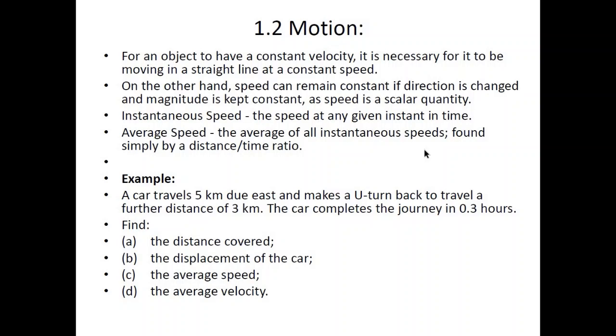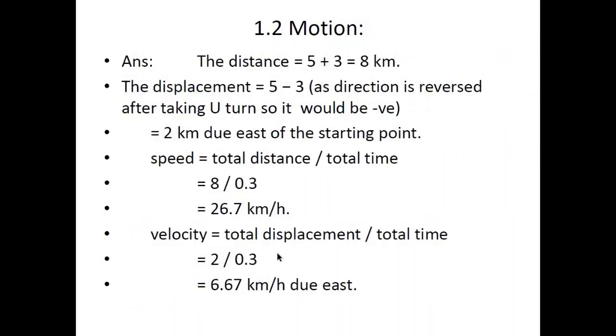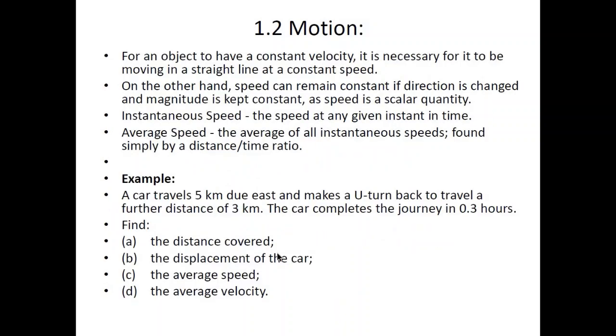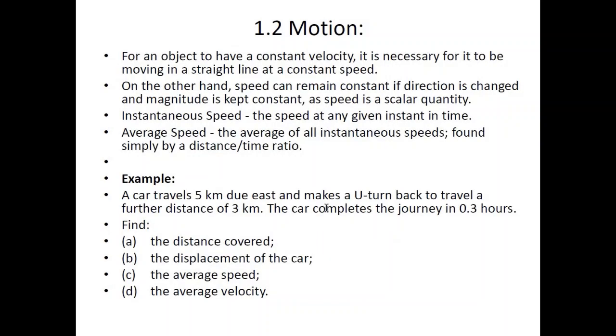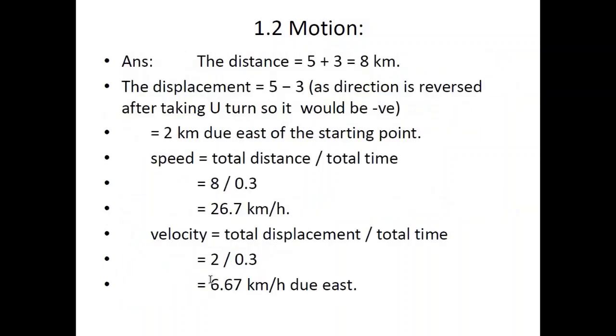The average speed is total distance covered upon total time, that would be 8 kilometers divided by 0.3 hours, and it is going to give us 26.7 kilometers per hour. Whereas if you have to calculate the average velocity, we are going to use the value of displacement, that would be 2 kilometers. So 2 kilometers divided by 0.3 hours would give us 6.67 kilometers per hour due east.